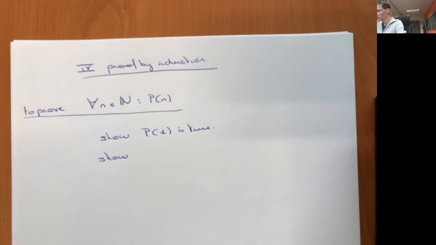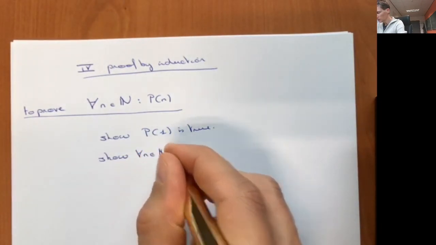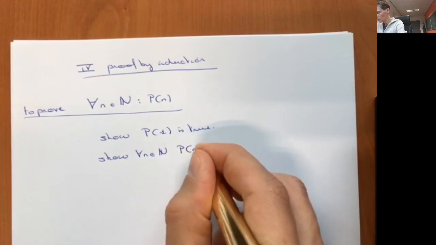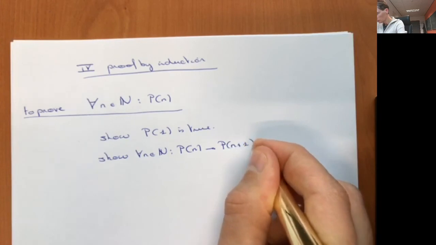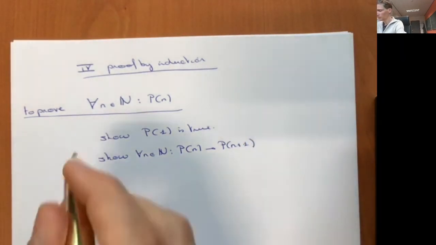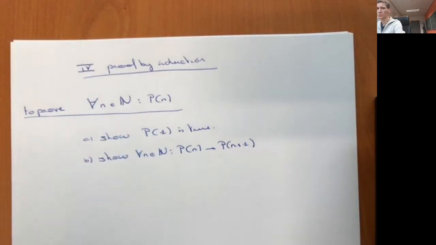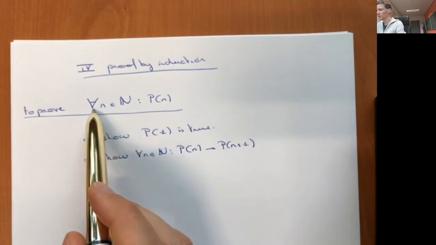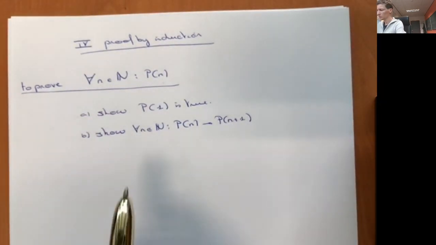So in some sense, it shows that for all n in N, if P(n) is true, then P(n+1) is true. Okay, so this is the induction step of the proof. And you show A and you show B. Once you have shown both, you say, oh, proof by induction, I have shown that this is true for all n.